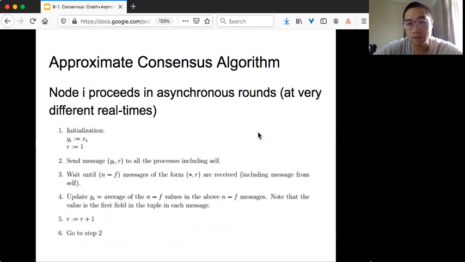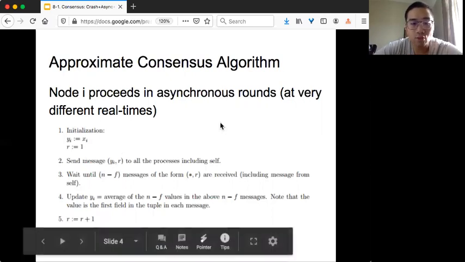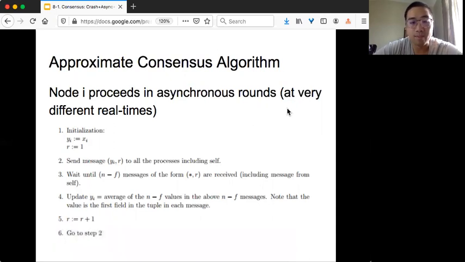Here again is a review of what kind of approximate consensus algorithm we are dealing with. We have n nodes, and they proceed in synchronous runs. Initialization: each node has a state yi, and is given input xi, and I have a run r equal to 1. Start with the run with index 1, and I exchange messages with each other. Then I need to wait until I receive n-f messages. And then the fourth step is that I update my new state, yi, as the average of all the messages that I receive, and I proceed to the next run.